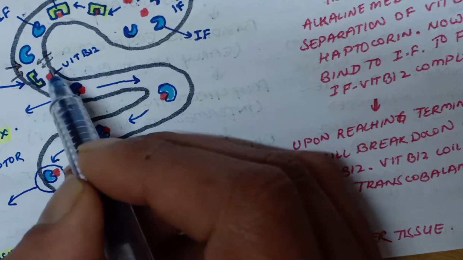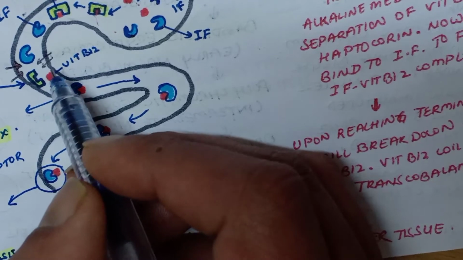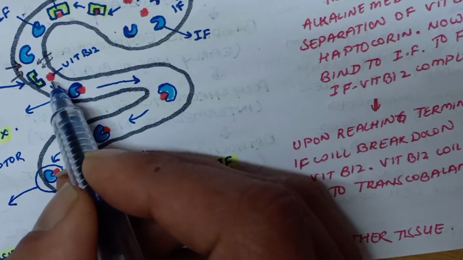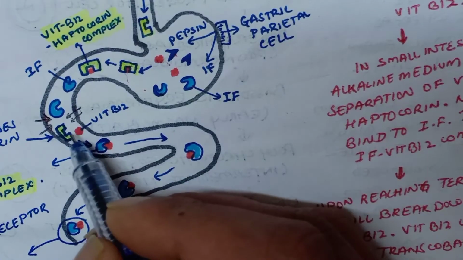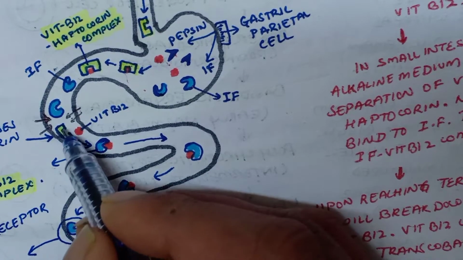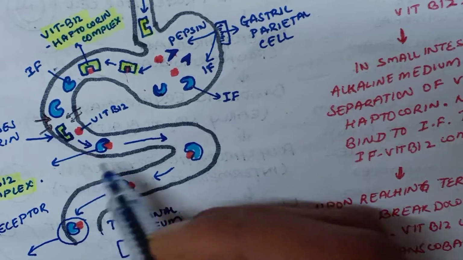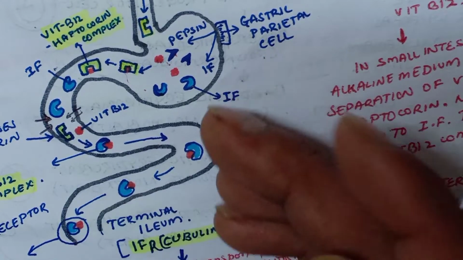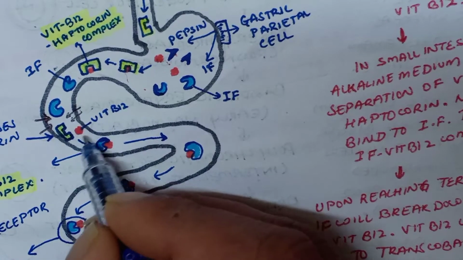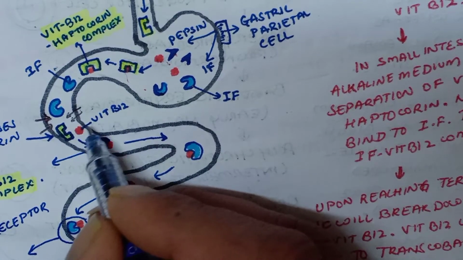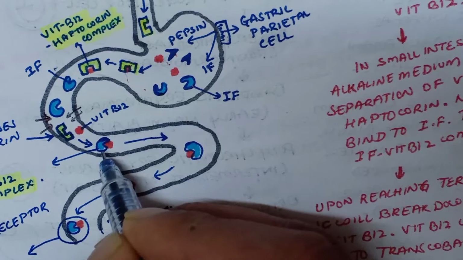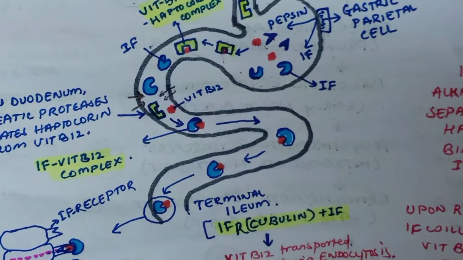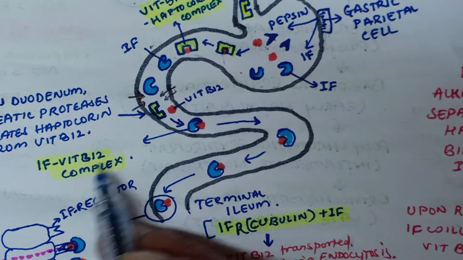In the duodenum, pancreatic proteases will separate haptocorrin from vitamin B12. So vitamin B12 gets separated from haptocorrin due to the pancreatic protease enzymes. Now this free vitamin B12 will bind to intrinsic factor. This will form the intrinsic factor vitamin B12 complex.